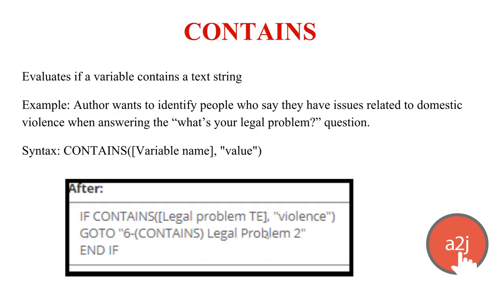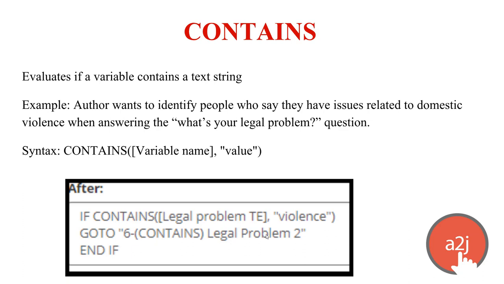Contains is a fairly new function to A2J Author 6. This evaluates if a variable contains a specific text string. So this was actually requested from our friends in Canada who were looking for if a postal code, the equivalent of their zip code, contained a certain series of numbers or letters to properly put people in the right bucket of where they should be based on where they lived. So they wanted to know if a variable like postal code contained some string, some chunk of letters or numbers. And that's what the contain function does.